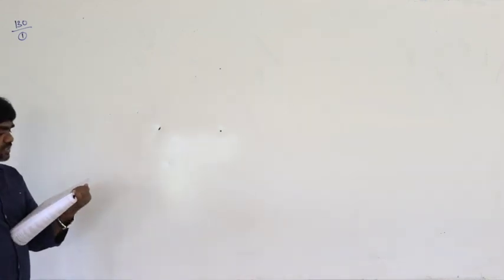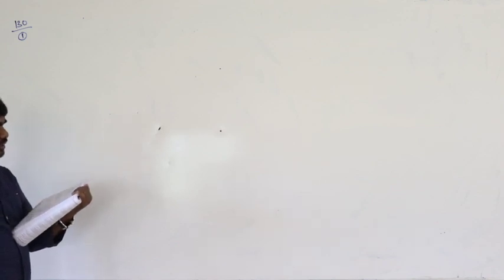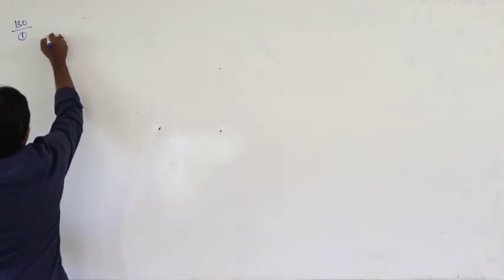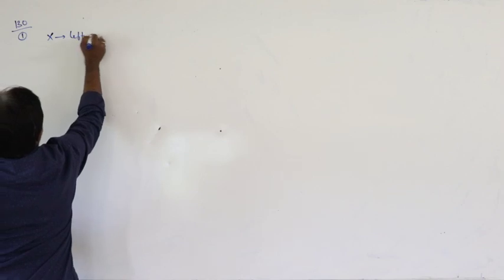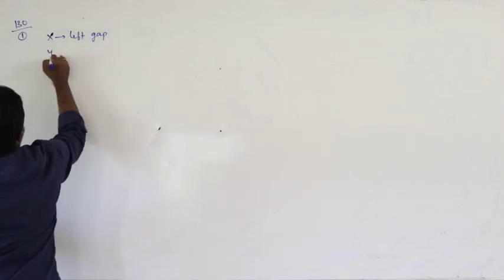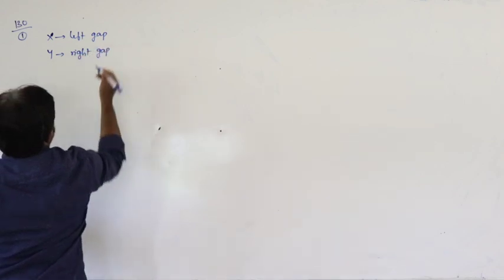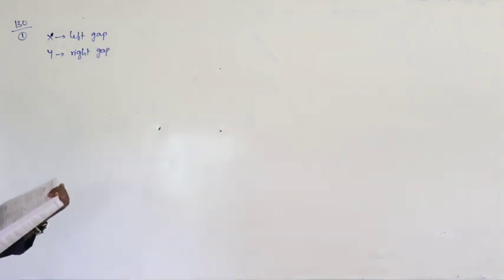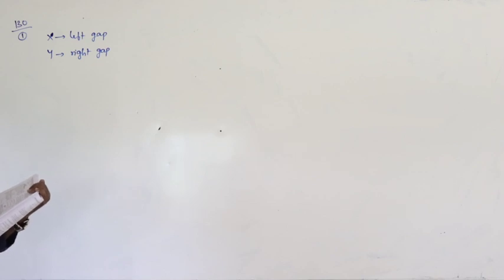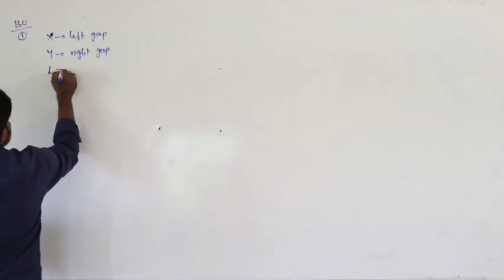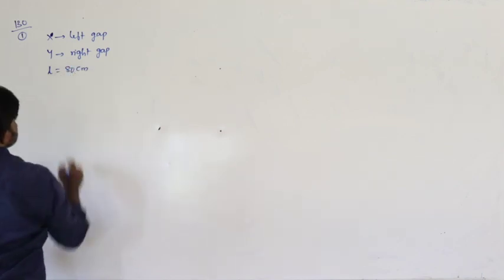Two unknown resistances x and y are connected in the left and right gaps of a meter bridge. X is in the left gap and y is in the right gap. The balancing length is obtained to be 80 centimeters.